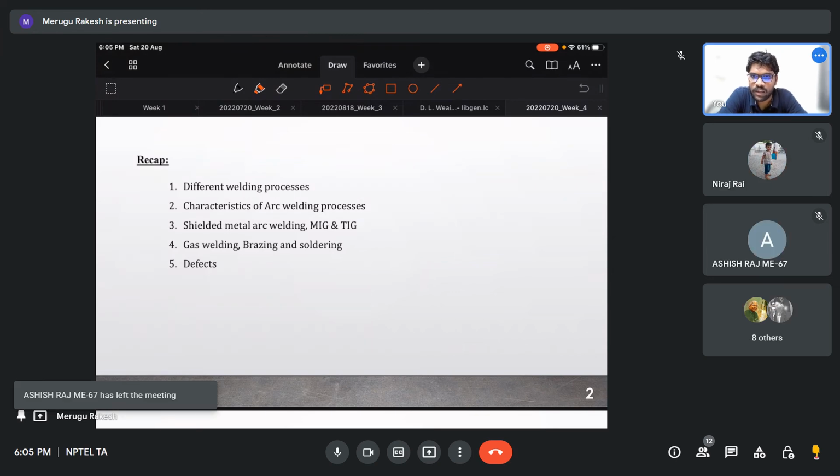Then coming to the other part, fusion welding types such as shielded metal arc welding, metal inert gas welding, and tungsten inert gas welding, in which the fusion happens. We can use either a consumable electrode or a non-consumable electrode, and either use filler material or no filler material. So we have been exposed to different types of processes.